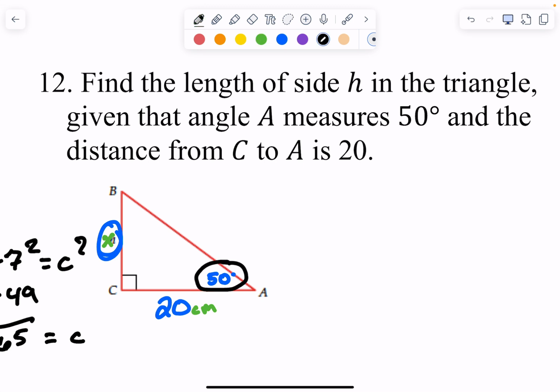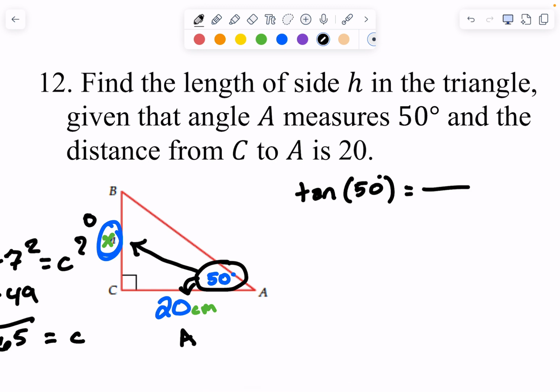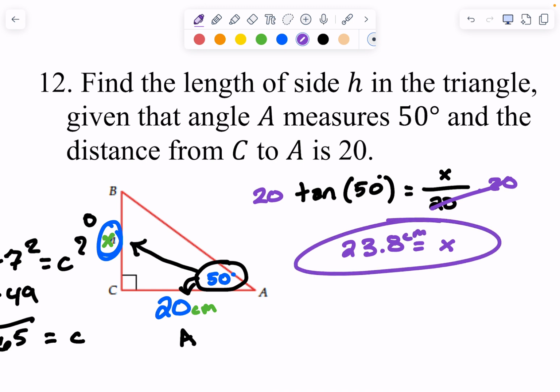So 50 is what I have here. Opposite is x, and this one is adjacent, so tangent. What goes inside the tangent? 50. Which means our calculator needs to be in degrees, because 50 is a degree measure. Tangent of 50 equals opposite over adjacent, so x on top, over 20. To get rid of the 20, I move it to the other side: 20 times tangent of 50, and x is 23.8 centimeters.